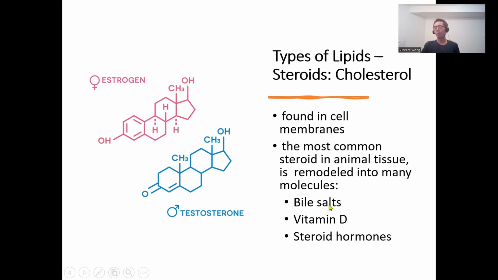Does anybody know where bile is from in the body? Where do you find bile? What organ? Gallbladder, excellent. So you have a little pouch looking thing that is attached to your liver, and the liver makes bile, and then you store it in the gallbladder. And when you need it for digestion, your gallbladder squeezes it out. So you need bile to digest lipids.